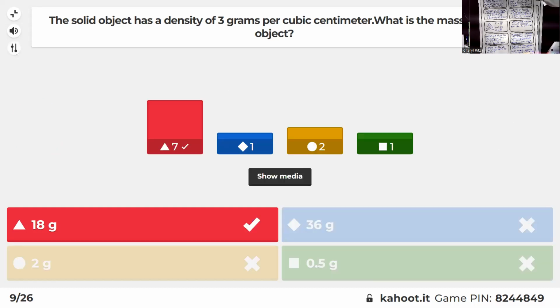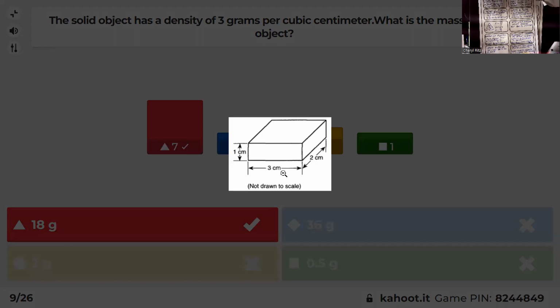Length times width times height gave us the volume. So 1 times 3 times 2. 1 times 3 is 3. 3 times 2 is 6. The volume was 6. Density was 3. Remember, for mass, M's on top. So I cover up the M. You're left with D next to V. So we do 6 times 3 gives us 18.